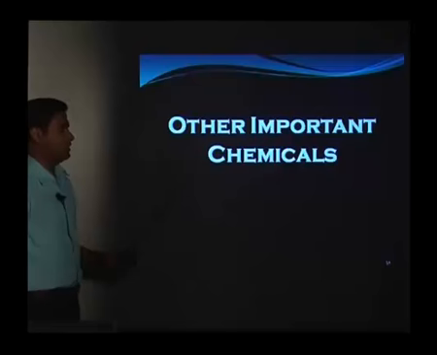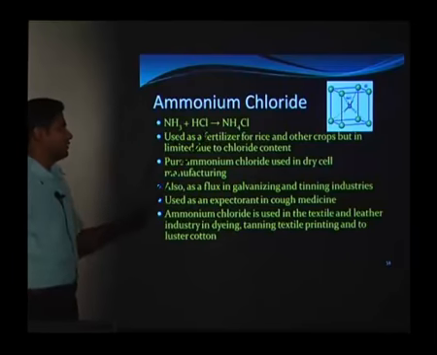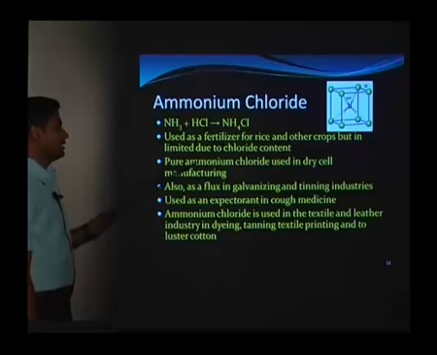Then the other important chemicals of the nitrogen industry are the ammonium chloride, which can form by reaction of HCl and ammonia. So this is used as fertilizer for rice and other crops, but in limited amounts due to the high chlorine content. Pure ammonium chloride is used in dry cells manufacturing, also as a flux in galvanizing and tanning industries. Then it is used as the expectorant in cough medicine. Then ammonium chloride is used in the textile and leather industry in dyeing, tanning, textile printing, and to luster cotton.